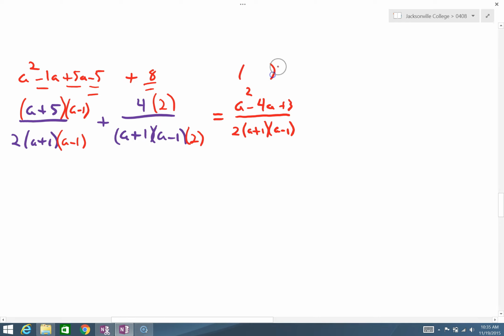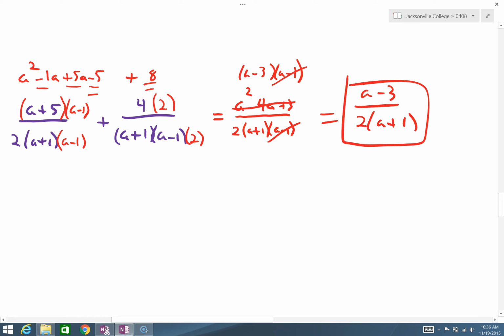This top one will factor into a times a is my a squared. Since this is a plus, there will be 2 of these signs. And 3 is 3 times 1. Negative 3 and negative 1 is a negative 4a. Negative 3 times negative 1 is positive 3. Now you can see that this a minus 1 will divide with this a minus 1 to leave us with a minus 3 over 2 times a plus 1. And that is the best answer on number 20.